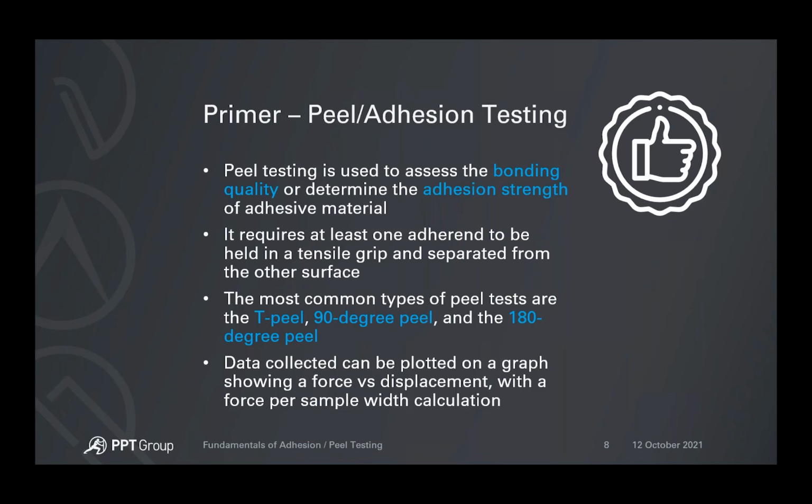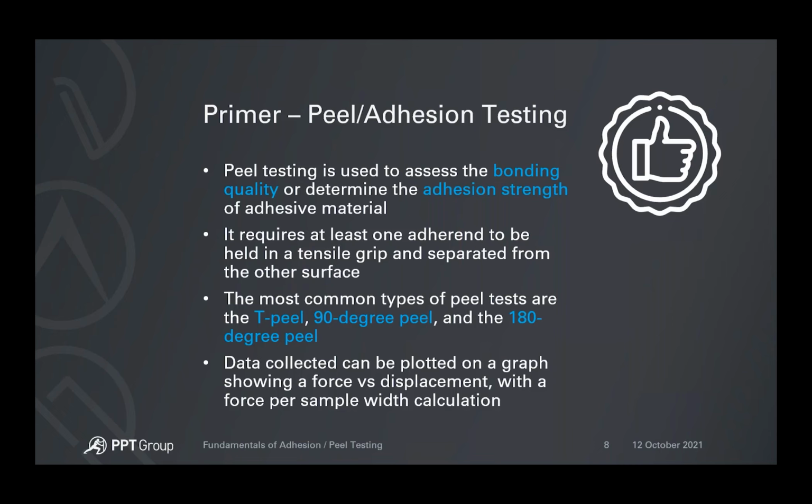So as such, peel testing is one of the most important or common ways to characterize adhesive bonds. It requires at least one adherent to be held in a tensile grip and separated from the other surface. We'll look at how that process works in just a bit.